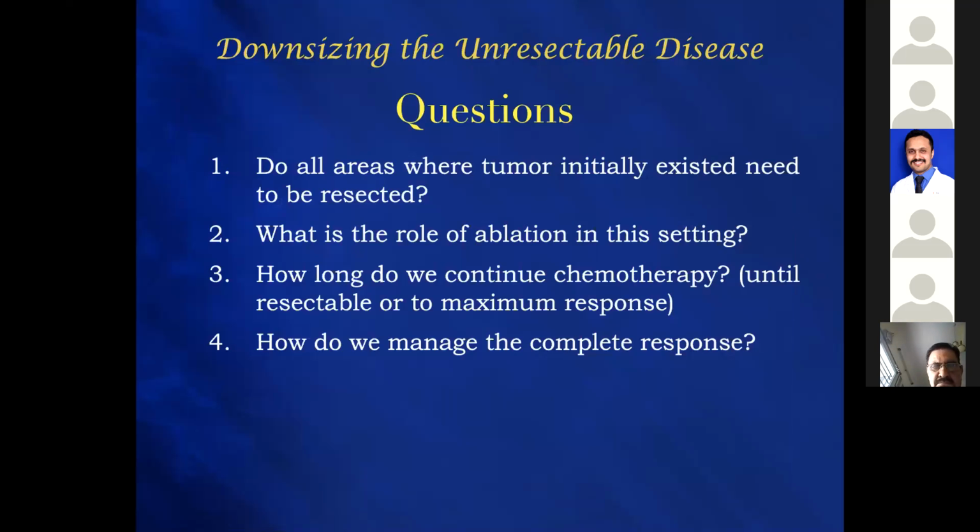How long do we continue chemotherapy unless resectable? I told you, or until maximum response. Then you may have to consider second line, or do surgery and then give second line chemotherapy. Complete response, as I told you, if in 2 cycles there is complete response, it is very difficult. You have to remove what was planned earlier.